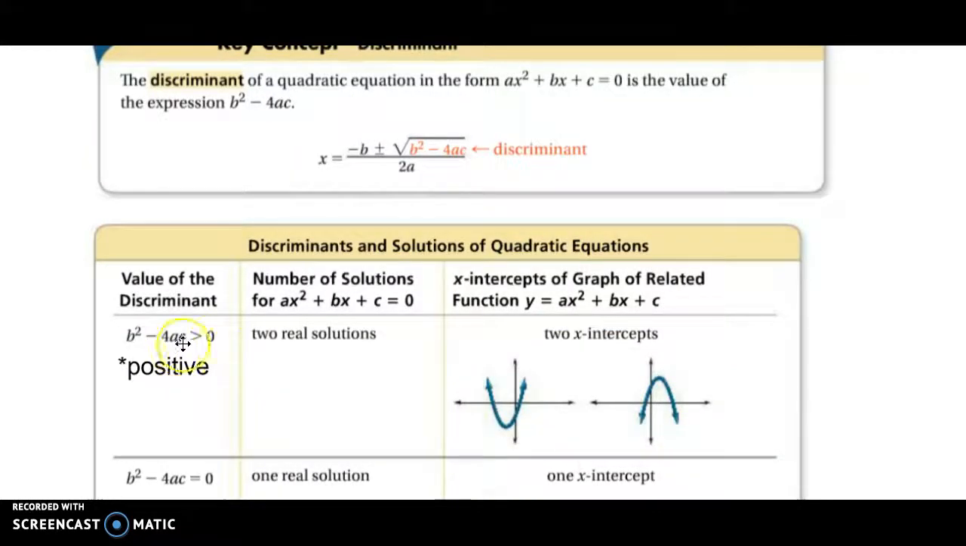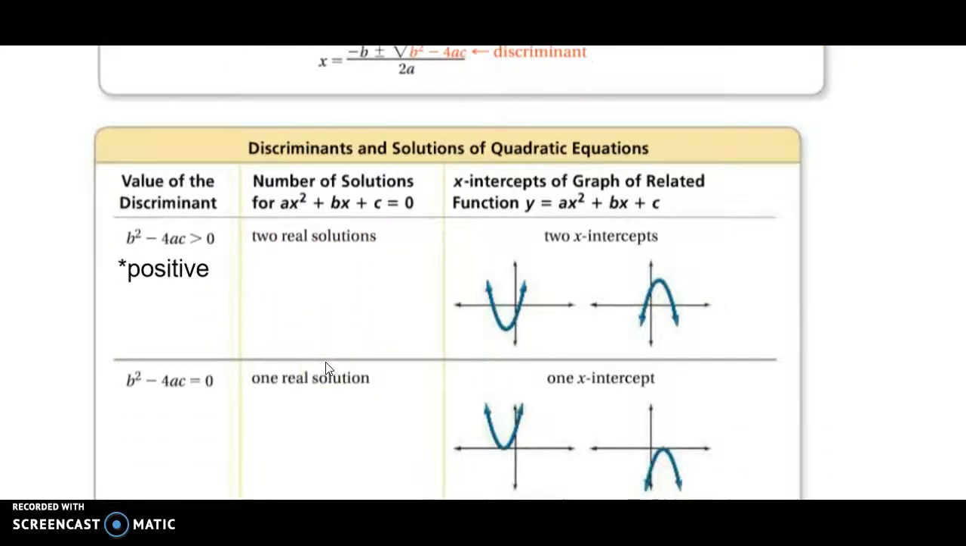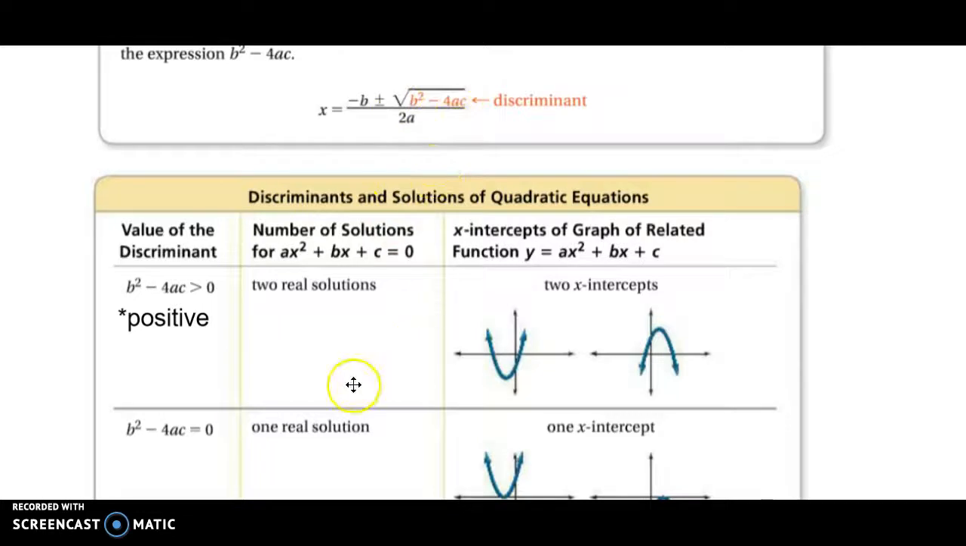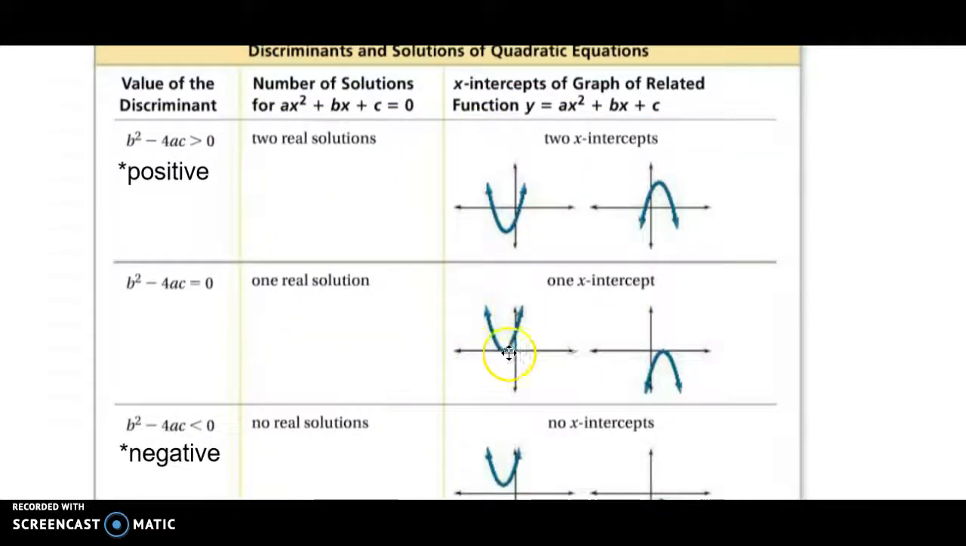If the value underneath the radical sign comes out to be a positive number that is not 0, then you always have two places where the quadratic or the parabola crosses the x-axis, and so you have two real solutions. If the number under that radical, b squared minus 4ac, is 0, that means you're adding and subtracting nothing to negative b, so there's just one place where that parabola touches the x-axis, and that's at its vertex. So when you have a discriminant of 0, you have one real solution.